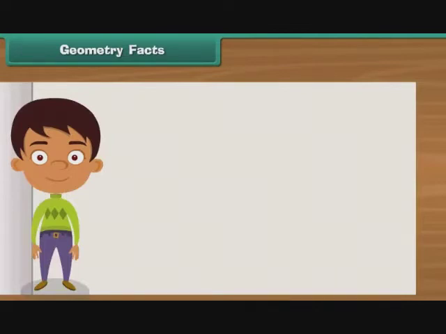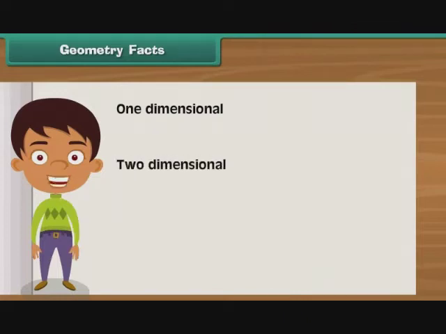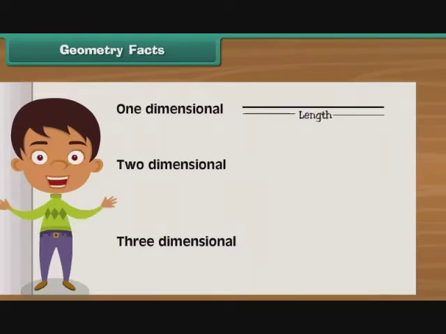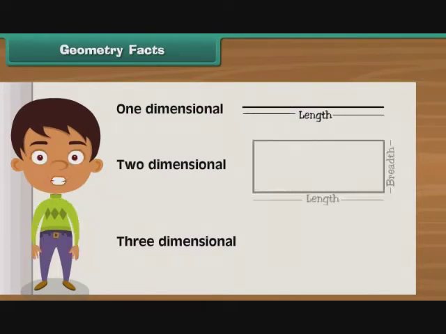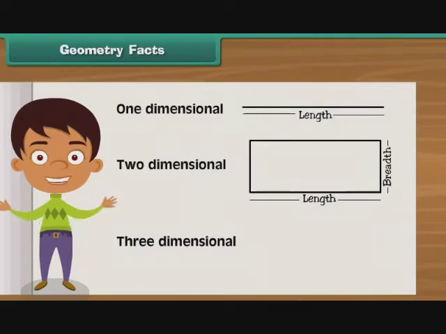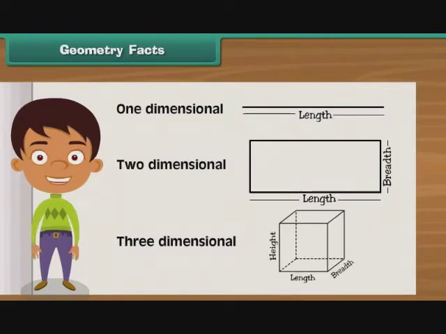Geometry facts. Geometry facts are generally divided into three parts. Those parts are one-dimensional, two-dimensional, and three-dimensional. The one-dimensional geometry fact is called the line. Lines have only length. The two-dimensional geometry fact is about length and breadth. The three-dimensional geometry fact is about length, breadth, and height.